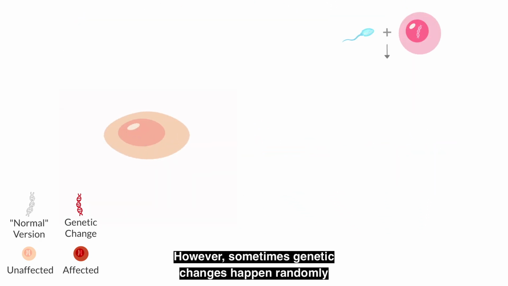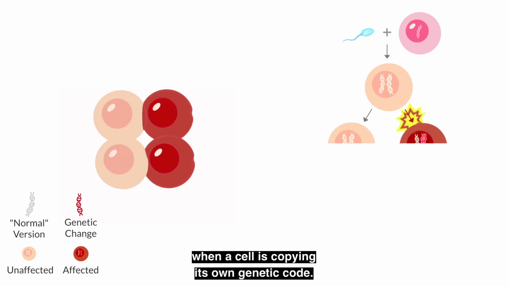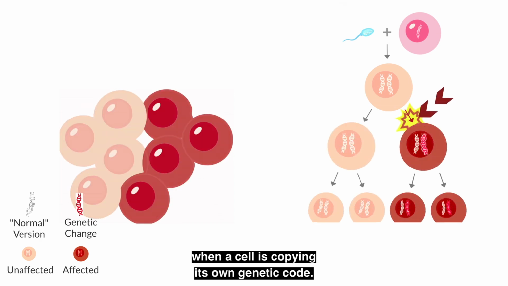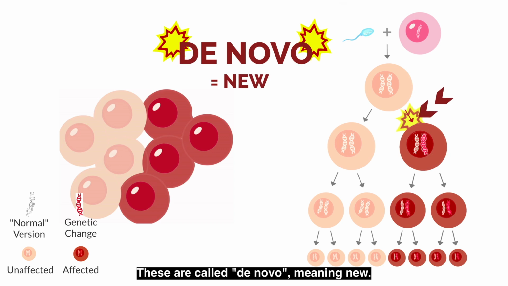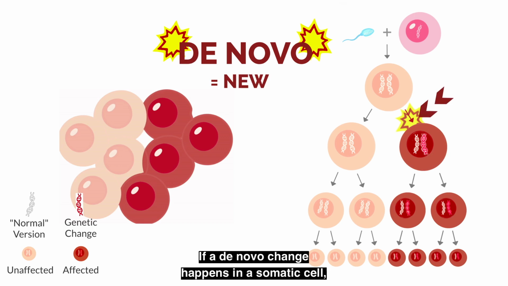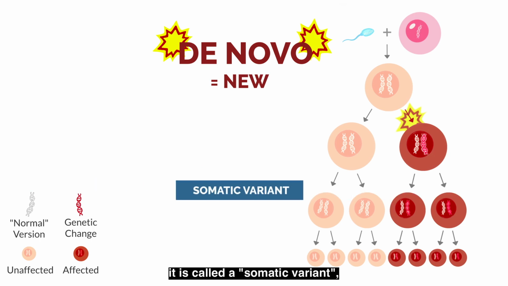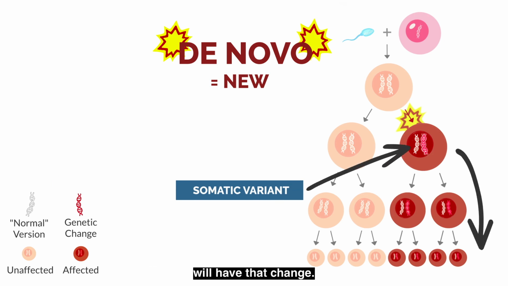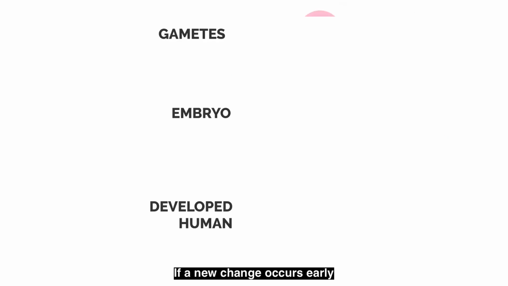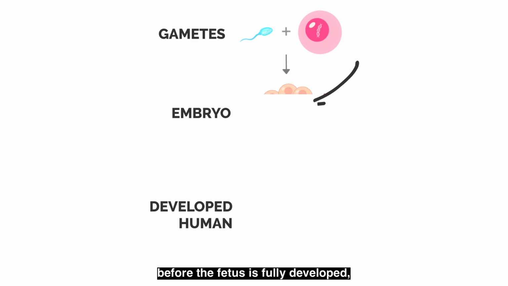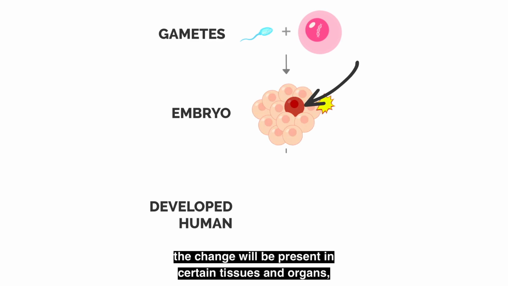However, sometimes genetic changes happen randomly when a cell is copying its own genetic code. These are called de novo, meaning new. If a de novo change happens in a somatic cell, a non-reproductive cell, it is called a somatic variant, and only cells that come from that cell will have that change. Depending on when the mistake happens, the results are different. If a new change occurs early, before the fetus is fully developed, the change will be present in certain tissues and organs, but not in others.